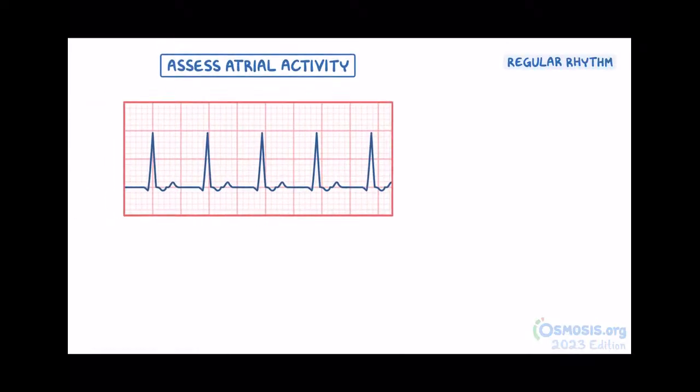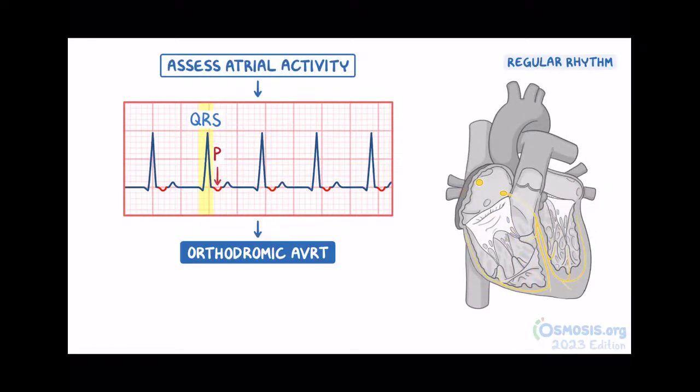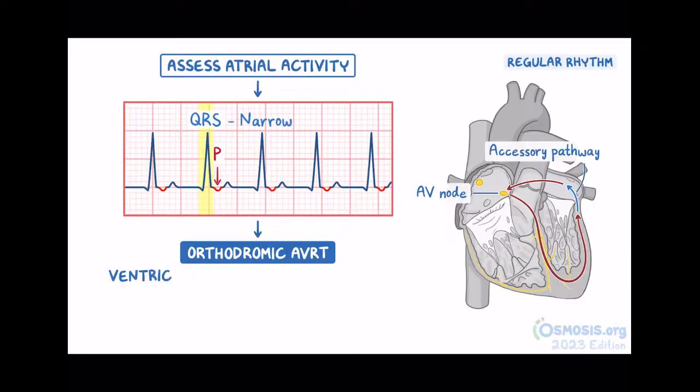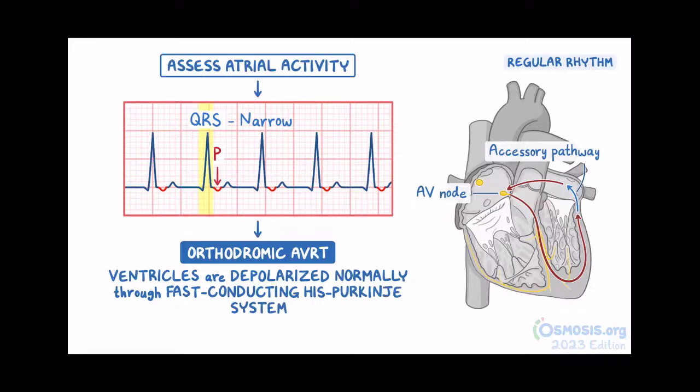Let's take a look at orthodromic AVRT. If the ECG reveals P waves that always follow the QRS, suspect orthodromic atrioventricular reciprocating tachycardia, or orthodromic AVRT for short. In this form of supraventricular tachycardia, an electrical impulse travels down the AV node to the ventricle in the usual manner, but then returns back to the atrium through the accessory pathway located outside the AV node, creating a P wave that follows after the QRS. The QRS is narrow because the ventricles are depolarized normally through the fast-conducting His-Purkinje system.